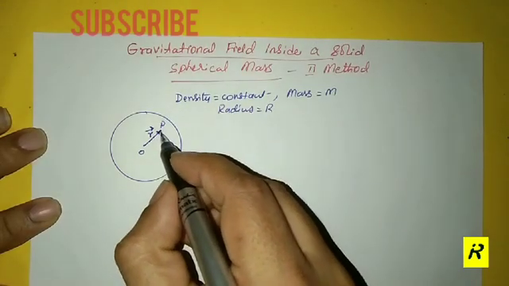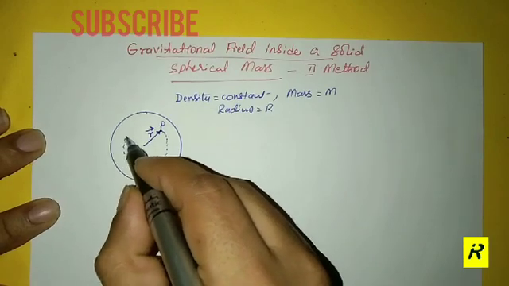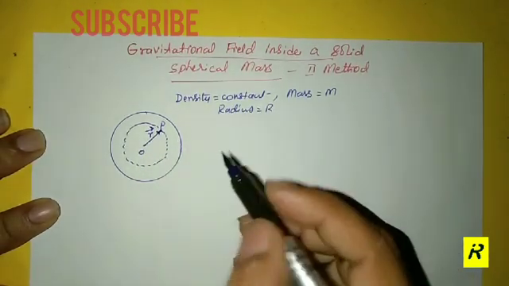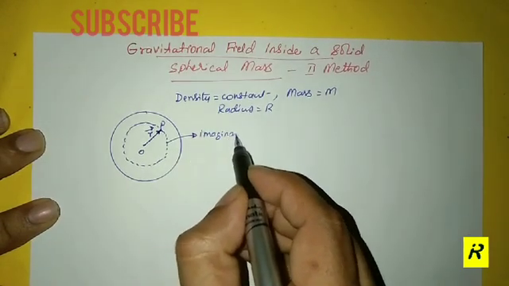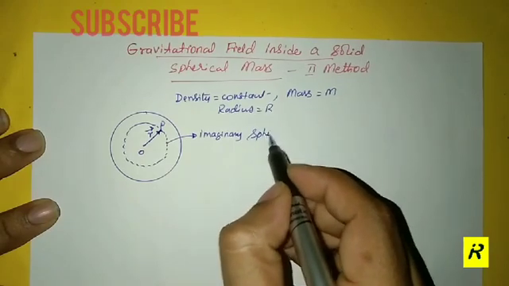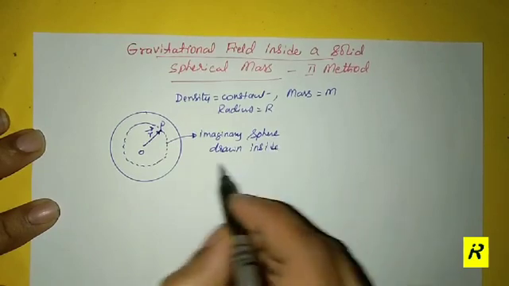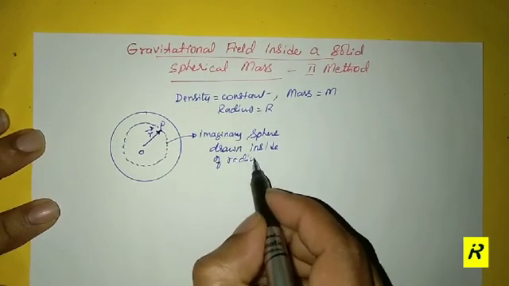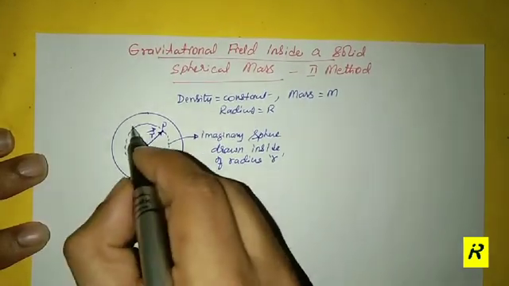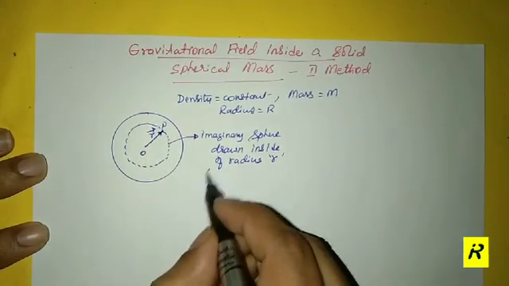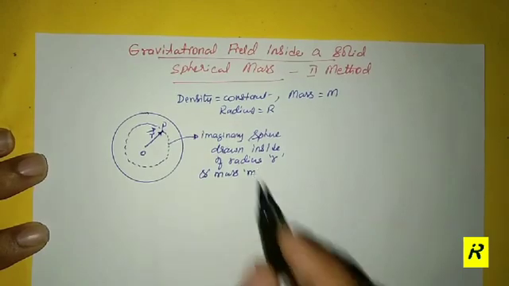To go for our derivation, we have to assume a sphere-like thing inside, which is an imaginary sphere drawn inside. Okay, so this is an imaginary sphere drawn inside of radius r and mass of this one m. So how much should be this mass?